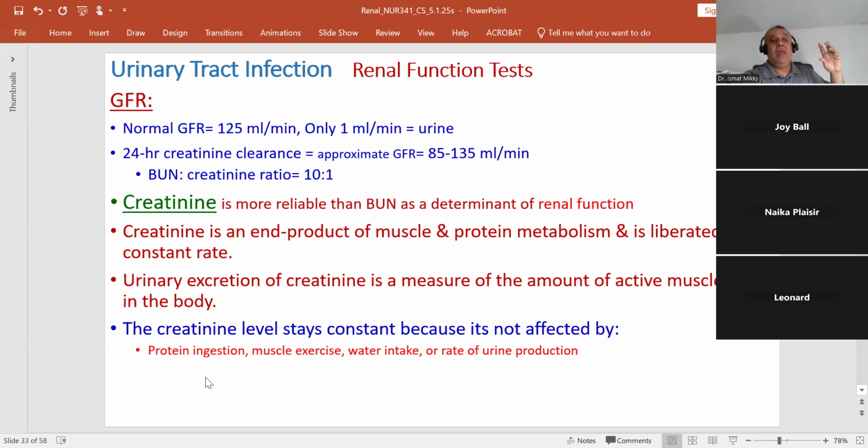So again, the GFR is a blood test. The creatinine clearance is a 24-hour urine collection. We can use them as synonyms, or they are kind of not the same, but they measure the same thing: the speed at which our kidneys clear creatinine from our body.